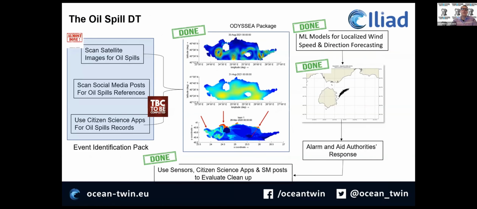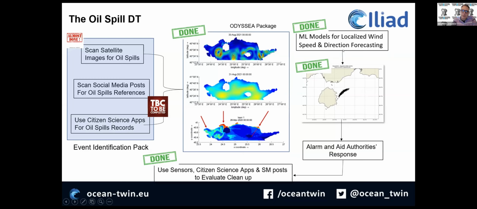And this is a slide which shows what we are doing in ILIAD in terms of oil spills in the digital twin framework, where we are developing the algorithms to scan the satellite images for oil spills. We are also scanning the media, the social media posts, for any oil spill references, especially Twitter. We use citizen science apps to record the oil spills from citizens. And based on this is the event identification pack. We are triggering a series of models, as you can see: the hydrodynamics, the waves, the biogeochemical models.